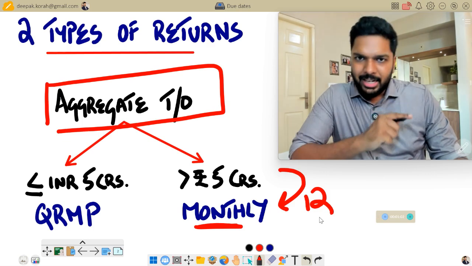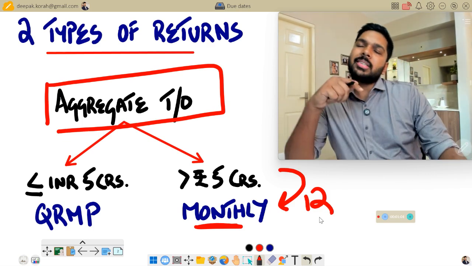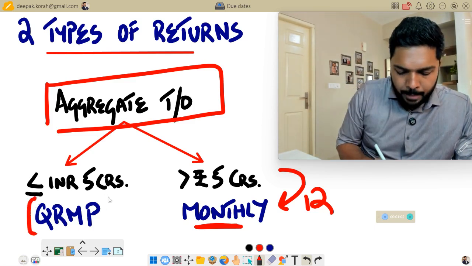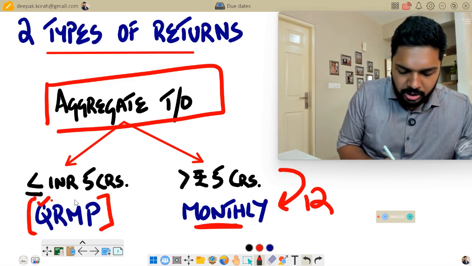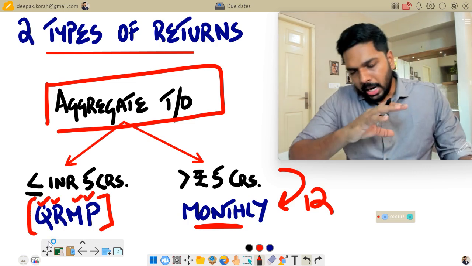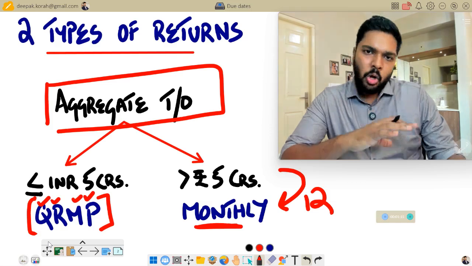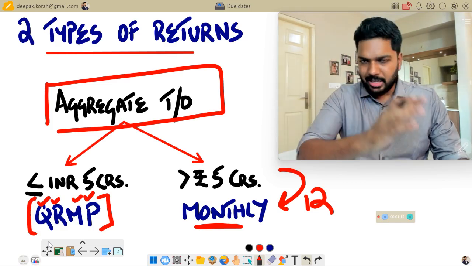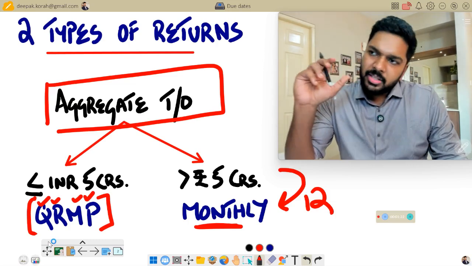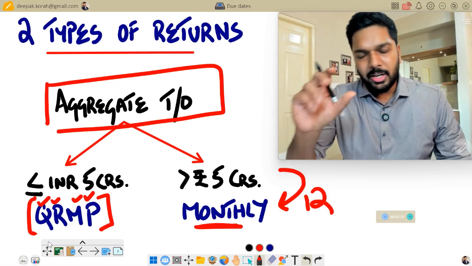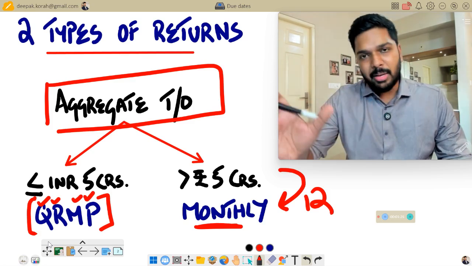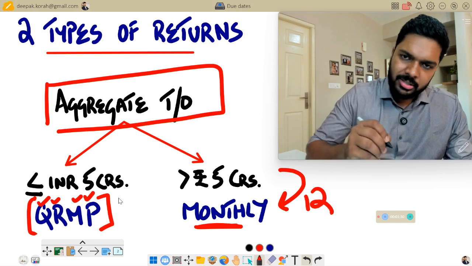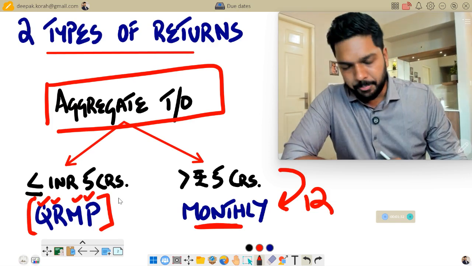And if the aggregate turnover of that particular person is not exceeding the 5 crore rupee mark, then you have an option to go for the QRMP scheme, which is called the quarterly return monthly payment scheme. Under this particular scheme, the taxpayer has an option to pay GST every month depending upon the GST sales he has on a monthly basis. But as far as filing or compliance is concerned, only every 3 months, only 4 times in a particular year. That is, every quarter he only needs to file a GST return. That is under the QRMP scheme.